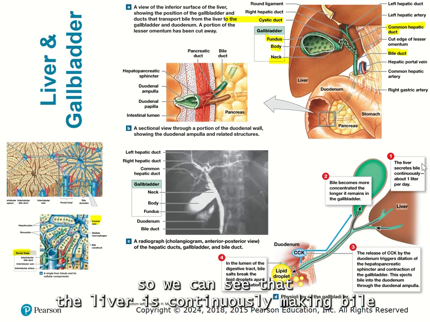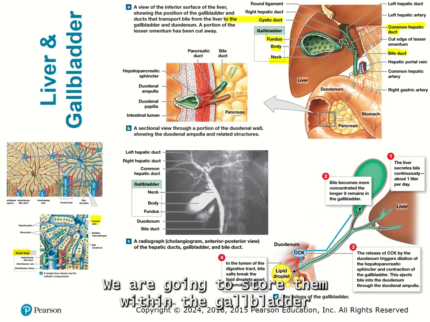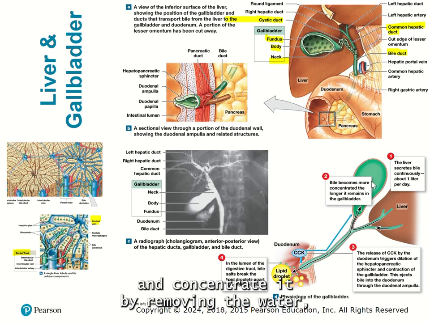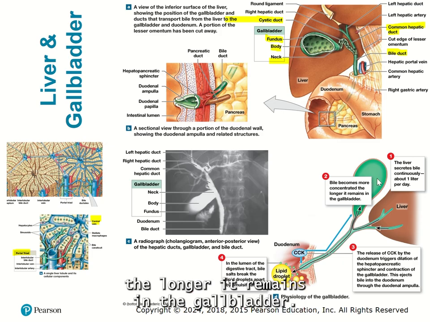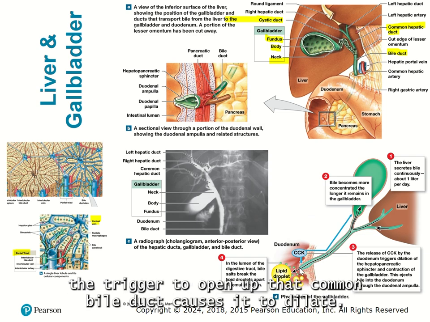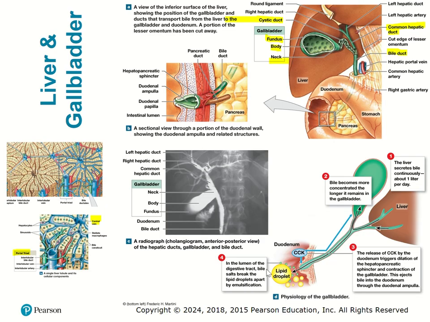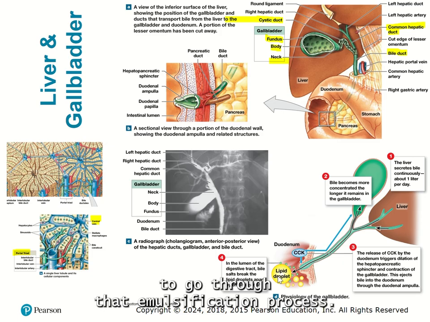So we can see that the liver is continuously making bile, about 1 liter per day, within its hepatocytes. We are going to store it within the gallbladder and concentrate it by removing the water the longer it remains in the gallbladder. And then when you actually detect lipids, the CCK is going to be the trigger to open up that common bile duct, causes it to dilate, and that sphincter is going to open up and allow the bile outward to go through that emulsification process.